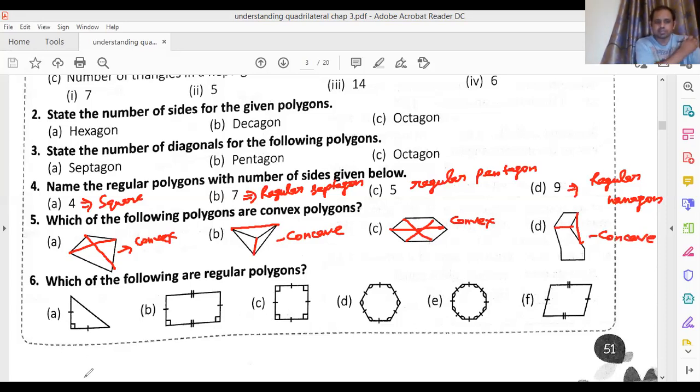Now, question number 6. Which of the following are regular polygons? Regular means all the sides and all the angles are equal. Here, 2 sides are equal. That's why it is not a regular polygon. It is an irregular polygon. Here, are all the sides and all the angles equal? No, opposite sides are equal. That's why it is also irregular. Square is a regular polygon, as all the sides and angles are equal. This is also regular. All the sides and all the angles are equal. This is also regular. All the sides and all the angles are equal, but the last one is irregular.